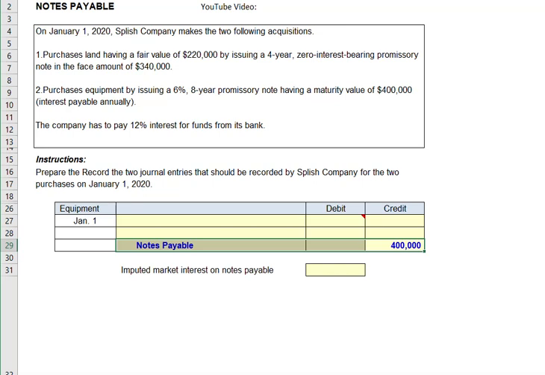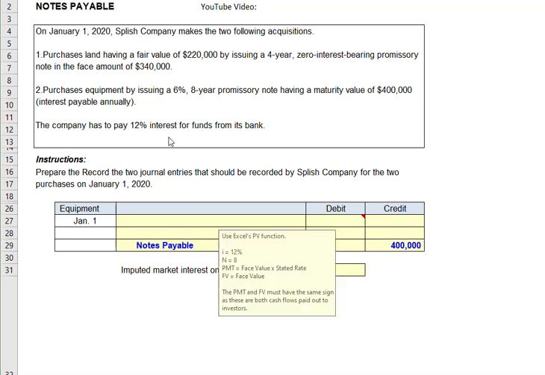Now we have to calculate the fair value of the cash flows, and we can do this by using Excel's present value function. We're going to enter 12% for the interest rate because that's the company's normal borrowing cost, 8 for the number of periods. We're going to enter an amount equal to $24,000 for the payment. That's the note's face value of $400,000 times the 6% stated interest rate. And then, of course, we'll enter $400,000 for the face value.